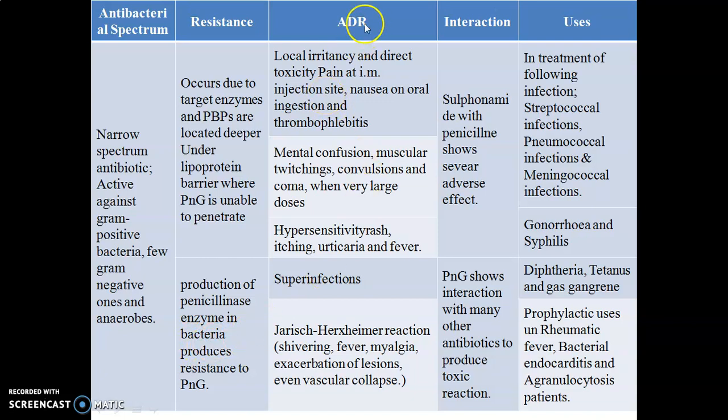Then what are the adverse drug reactions of penicillin? Local irritancy or direct pain at an intramuscular injection site. Then nausea with oral administration, and thrombophlebitis after intravenous administration. Then mental confusion, muscular twitching, convulsion, coma. These are the common side effects.